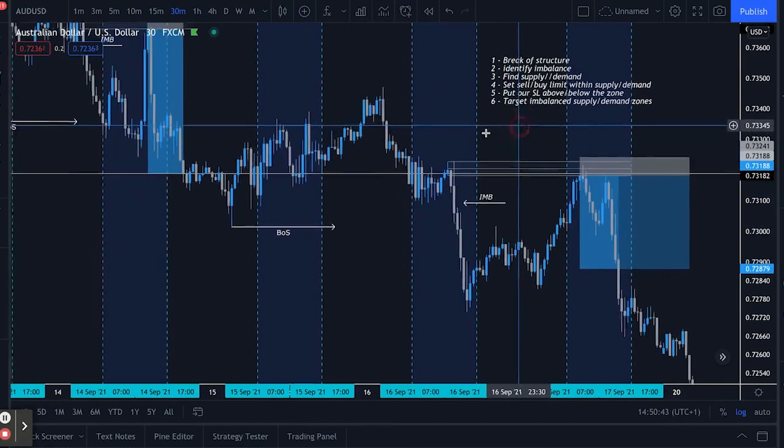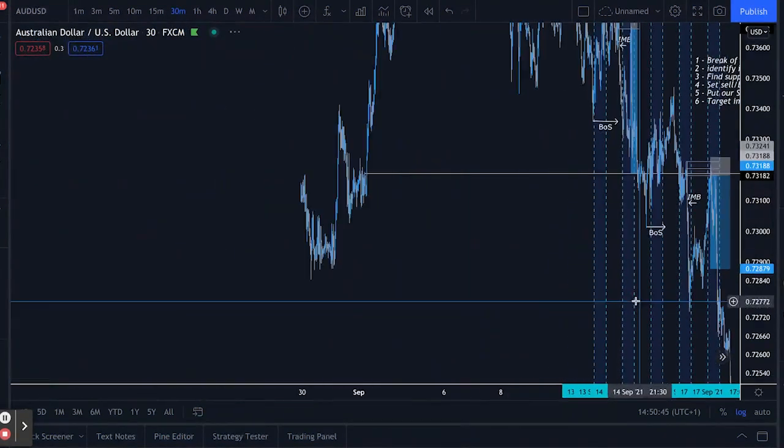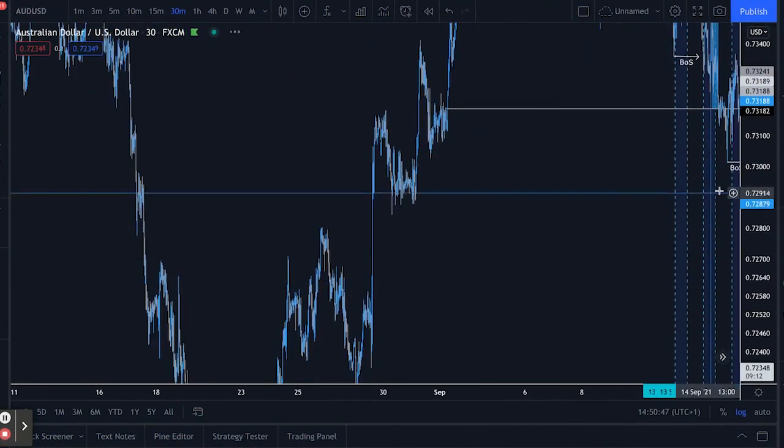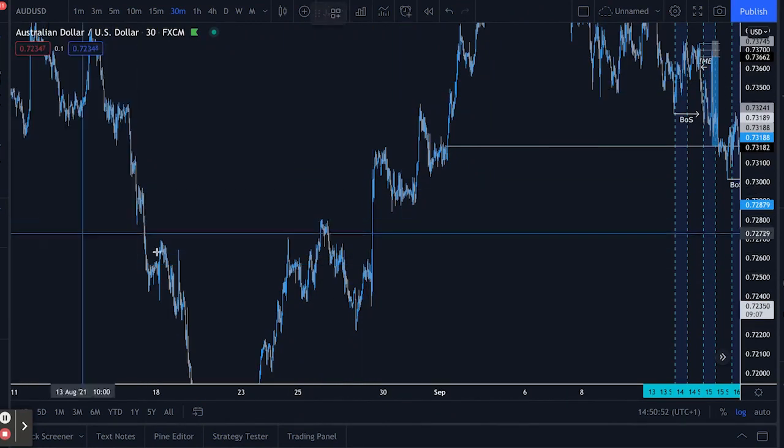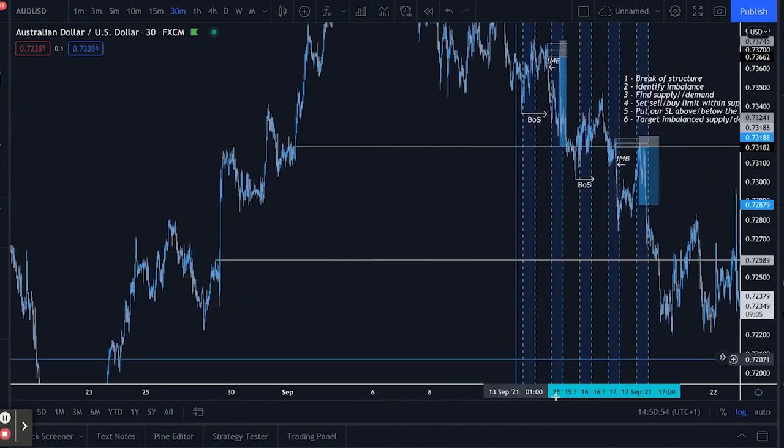And number 6, we are looking to target an imbalanced supply or demand zone. So once again, we're going to scale back to previous price, and we can see here, okay, we have a very large imbalanced demand zone. So let's plot that out. Go for this target down here.